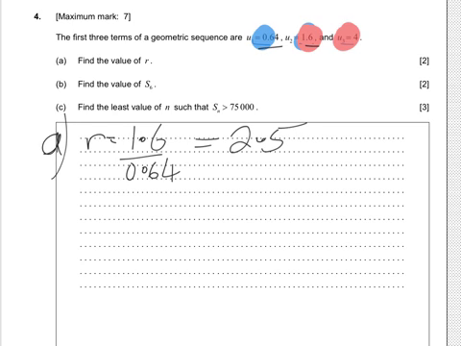The marks were allocated as one method mark for a correct division and one accuracy mark for the number 2.5, or equivalent. Part B.